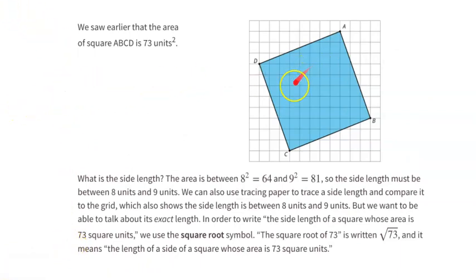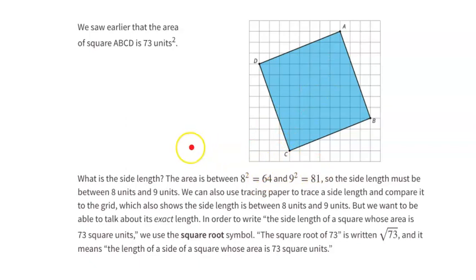Okay, so we know this square has an area of 73 square units. Well then, what's the side length? Well, we know the area of the square is between 8 squared, which would be 64, and 9 squared, which is 81. If we had perfect squares with those side lengths, they would yield areas of 64 and 81. So the side length, then, it reasons, must be between 8 units and 9 units, because 73 is between 64 and 81.